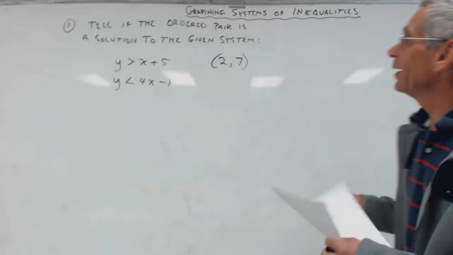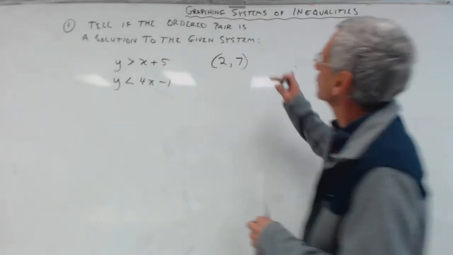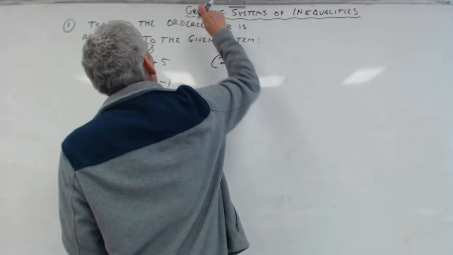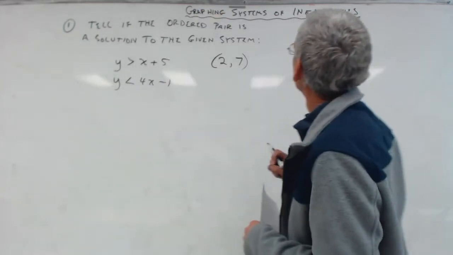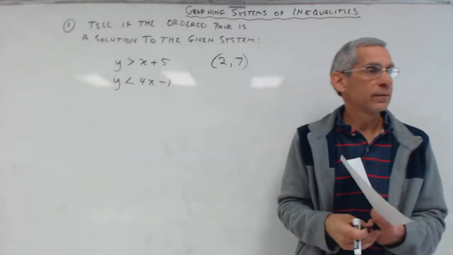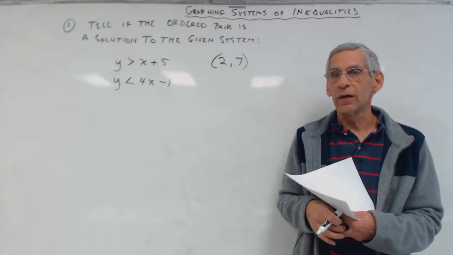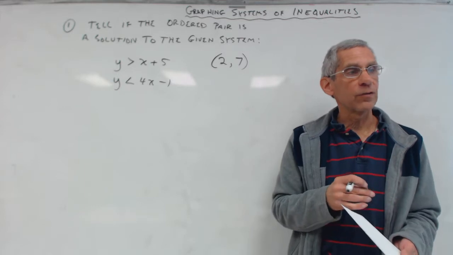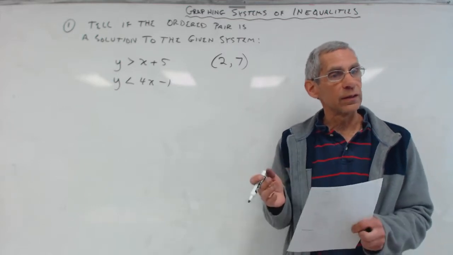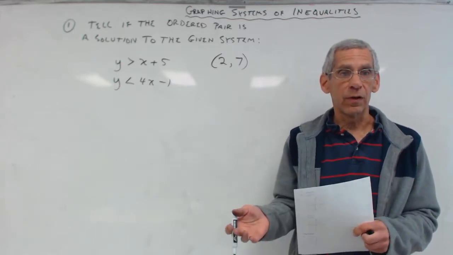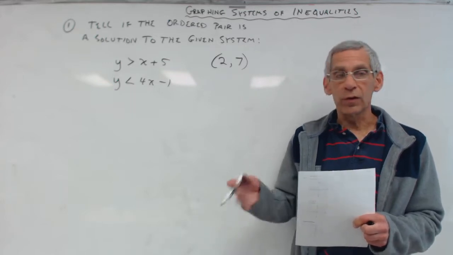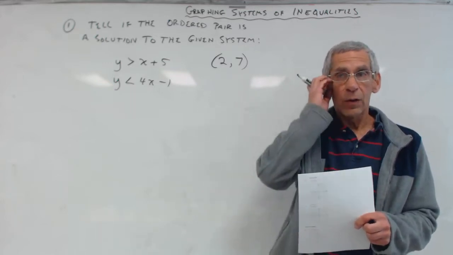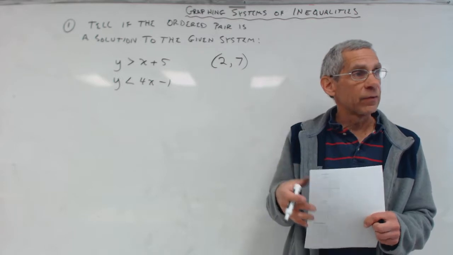Okay, we're going to just jump right in. We're going to talk about graphing systems of inequalities. But this is different than the last homework, because the last homework was just graphing inequalities, not systems of inequalities. Systems means more than one inequality, right? And we're going to graph them on the same graph. Okay?